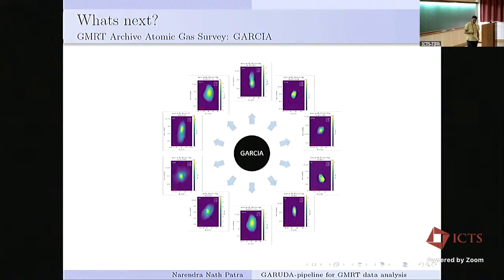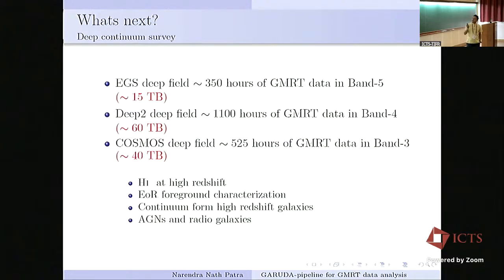Not only the H1 line, we can also look at large deep surveys which have been done using GMRT. For example, there are deep continuum surveys, as I was mentioning. The EGS deep field already has 350 hours of GMRT data in band 5. We have the deep two field, which is about 1100 hours of GMRT data in band 4. And the Cosmos deep field, which has about 525 hours of GMRT data in band 3.